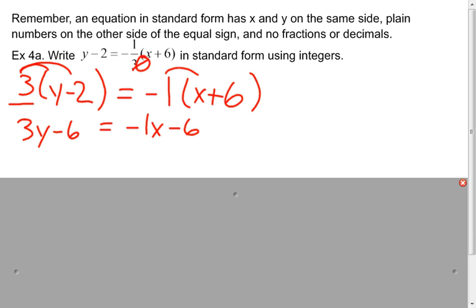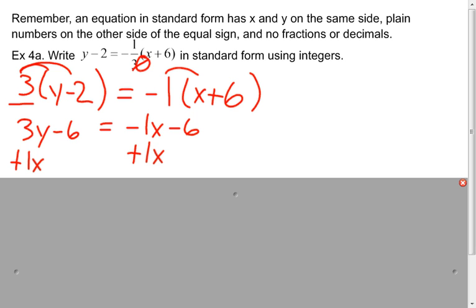Now, I want my x and y to both be on the same side. I want them to both be on the left. Right now my x is on the right. How do I make it switch sides? I use the inverse. So instead of subtracting 1x, I need to add 1x to both sides.